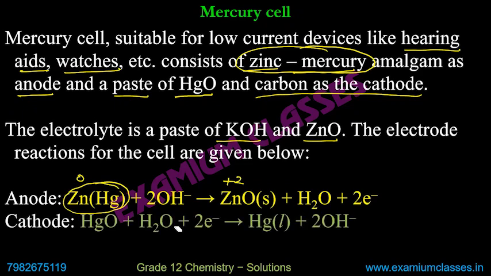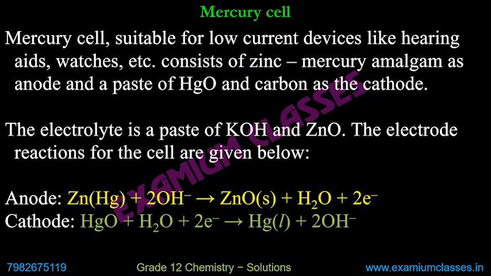Then cathode. At the cathode, mercury oxide or mercuric oxide is converted to mercury. Reduction. Plus 2 oxidation state to 0 oxidation state. Reduction at cathode. Write down the reaction. In this section, mostly those students face problems who don't pay attention to reactions. That is the primary requirement, to understand and memorize the reaction.